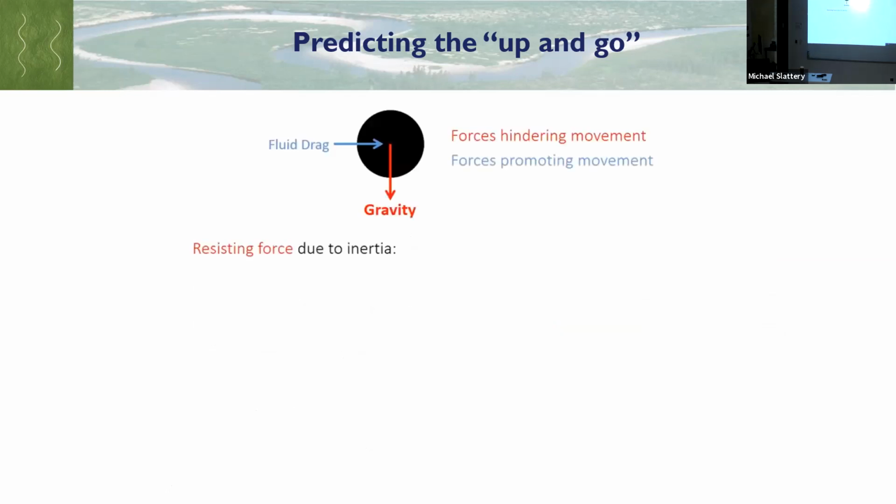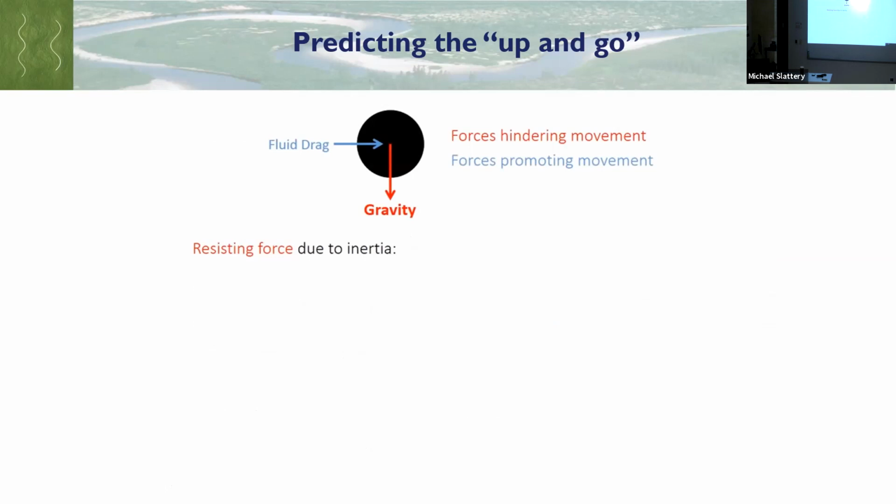All right, here we go. So we'll keep it simple, right? And again, all we're doing here is predicting this entrainment, this get up and go. So there's our grain, our beautifully spherical grain. And we've got these two forces, the forces that are hindering movement, the resisting forces due to inertia, that's primarily gravity. And we've got the forces that want to get that particle going, the fluid drag.